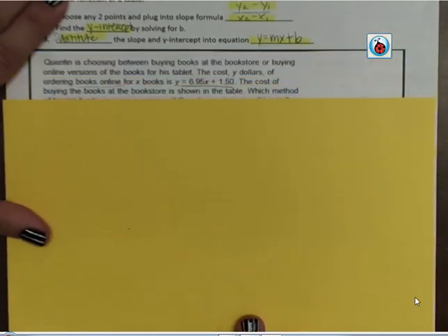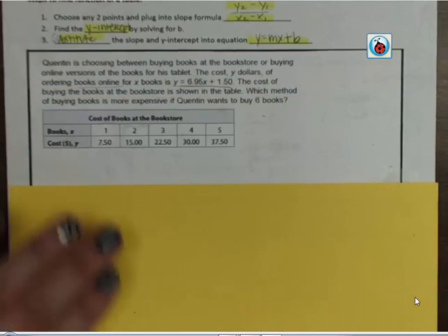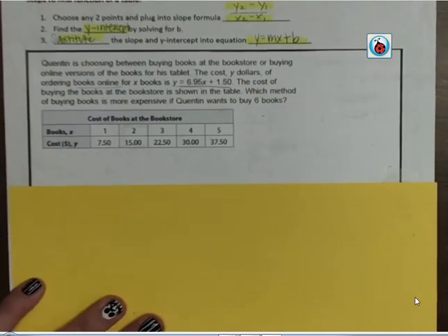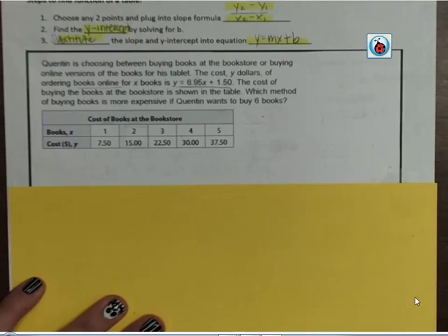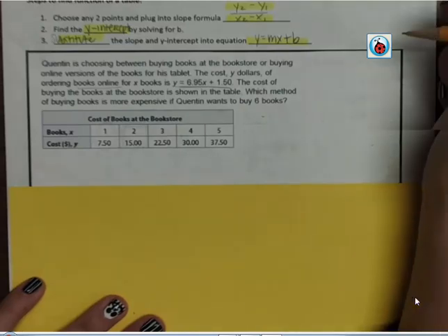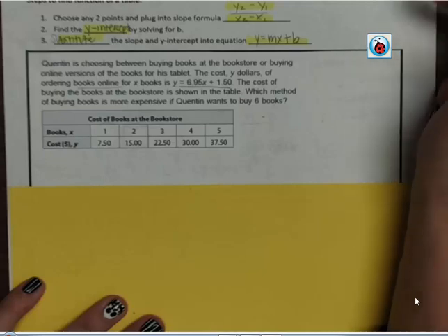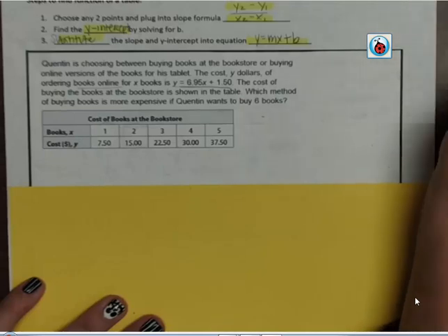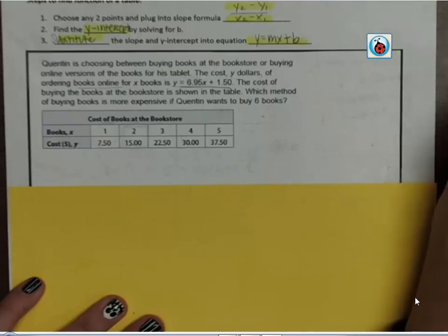So, we're going to look at this problem, and I don't know how to say this gentleman's name, so I'm just going to call him Q. Q is choosing between buying books at the bookstore or buying online versions of the books for his tablet. The cost of y dollars of ordering books online for x books is y is equal to 6.95x plus 1.50. The cost of buying the books at the bookstore is shown in the table. Which method of buying books is more expensive if Q wants to buy 6 books?